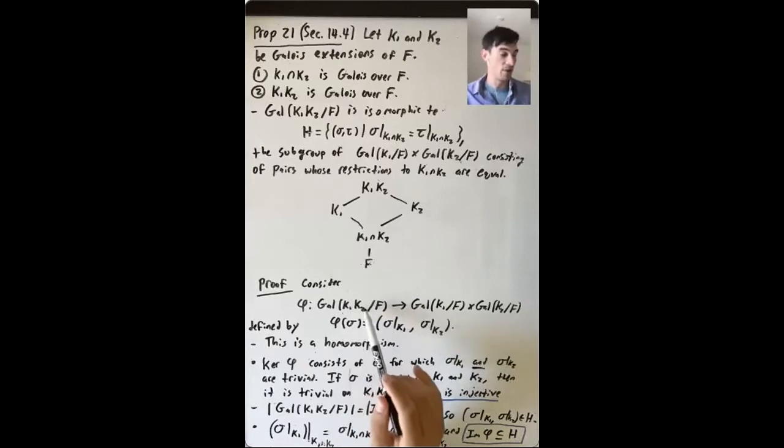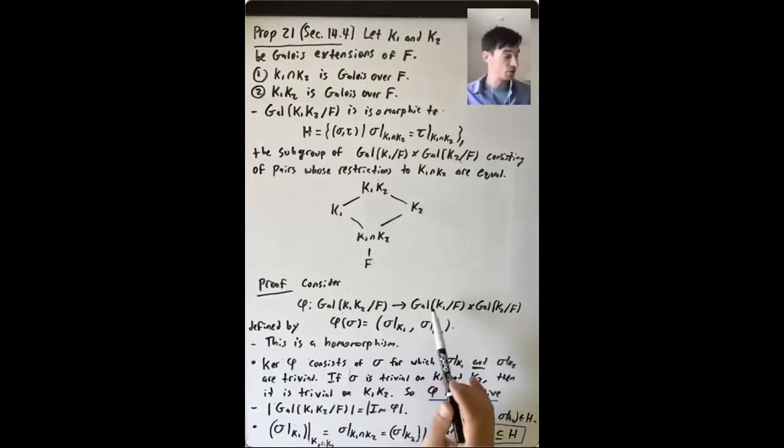If you take an element of the Galois group of K1 K2 over F, that is an automorphism of K1 K2 fixing F, and you restrict it down to K1, why do you get an automorphism of K1 fixing F? Well, it certainly fixes F. What you get is an injective field homomorphism from K1 to somewhere. You're getting an embedding of K1 fixing F. But since K1 over F is Galois, every embedding of K1 fixing F is an automorphism of K1 fixing F. So you really do get an element of this Galois group. Same thing for K2 over F, K2 also Galois. Okay, so this map is well defined.